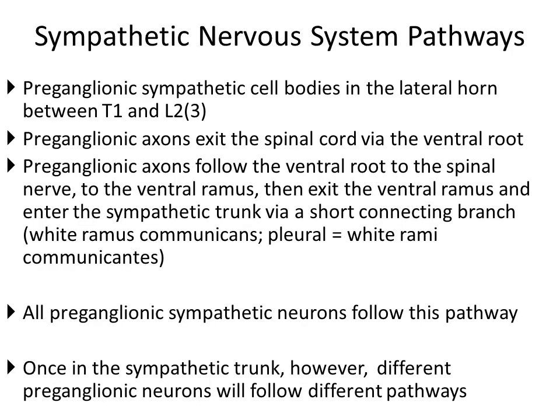We're going to start with a general pathway that is used by all sympathetic preganglionic neurons. So again, the preganglionic cell bodies are in the lateral horn of the spinal cord between the first thoracic and the second or third lumbar levels. The preganglionic axons exit the spinal cord via the ventral root. They then follow the ventral root to the spinal nerve, to the ventral ramus, but then immediately leave the ventral ramus and enter the sympathetic trunk through the white ramus communicans.